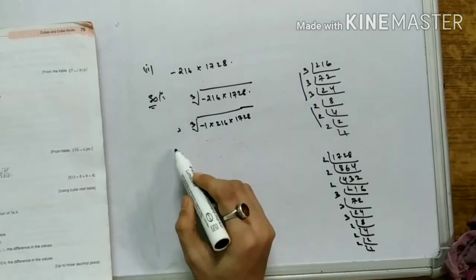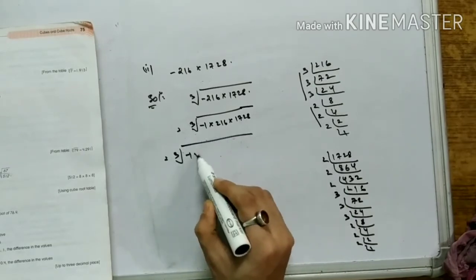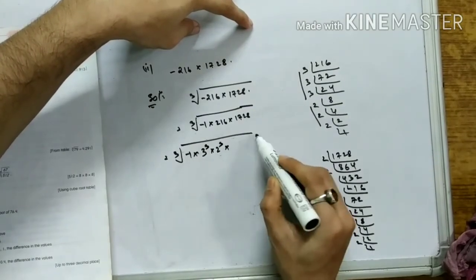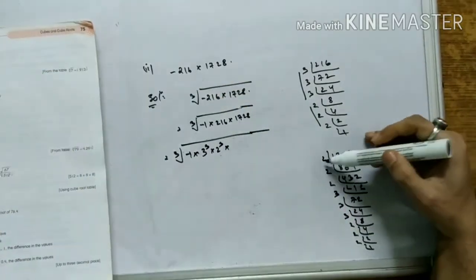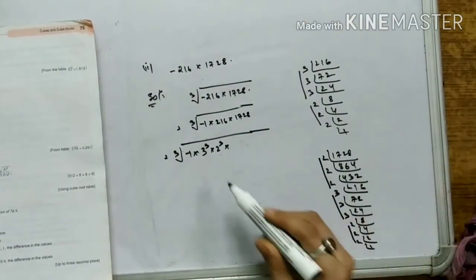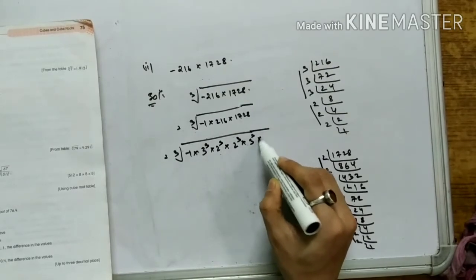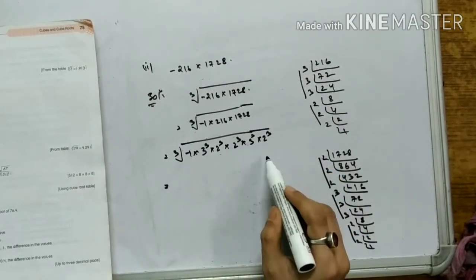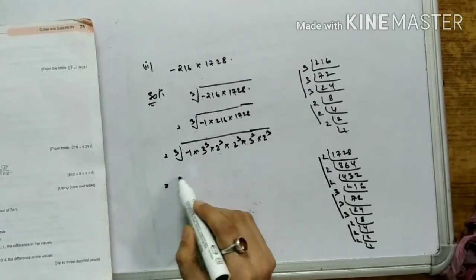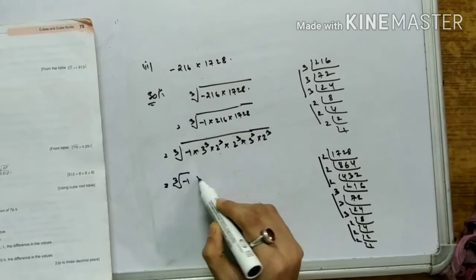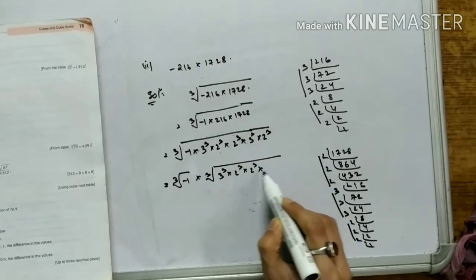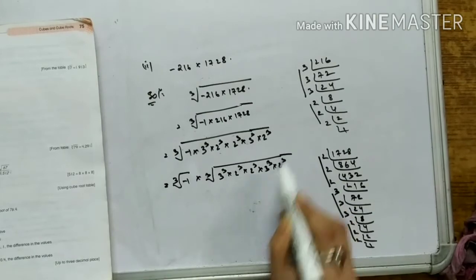So the cube root of minus 1 into 216, I can write as 3 cube into 2 cube, and 1728 I can write as 2 cube into 2 cube into 2 cube, 2 cube into 3 cube into 2 cube. So you separate the negative 1. This one I can write as minus 1 into the cube root of 3 cube into 2 cube into 2 cube into 3 cube into 2 cube.